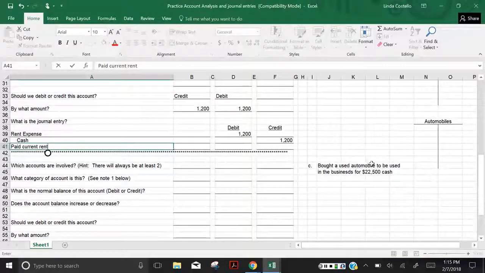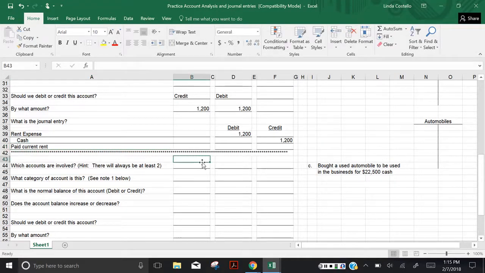Bought a used automobile to be used in the business for $22,500 cash. What two accounts are involved? Well, how about automobiles? And cash. Let's take automobiles vertically. What kind of an account is an automobile? That's an asset account. What's the normal balance of all asset accounts, including automobiles? Hopefully you know by now, without peeking at the chart of accounts, that it's got a normal debit balance.